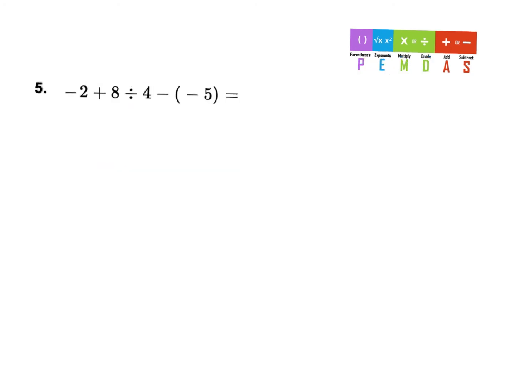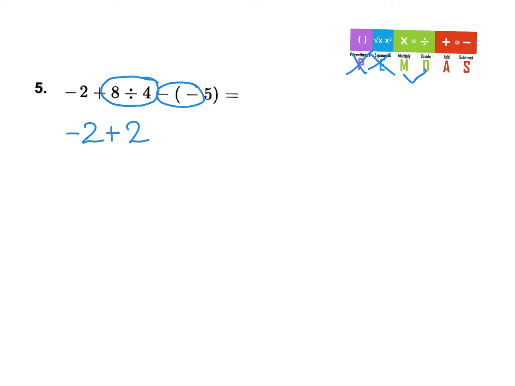All right, number 5, we have negative 2 plus 8 divided by 4 minus negative 5. All right, so we don't have any parentheses that are grouping, and we don't have any exponents. So now let's go to this multiplication and division. So I'm going to start right here. So I'm going to have negative 2 plus 8 divided by 4, which is 2.